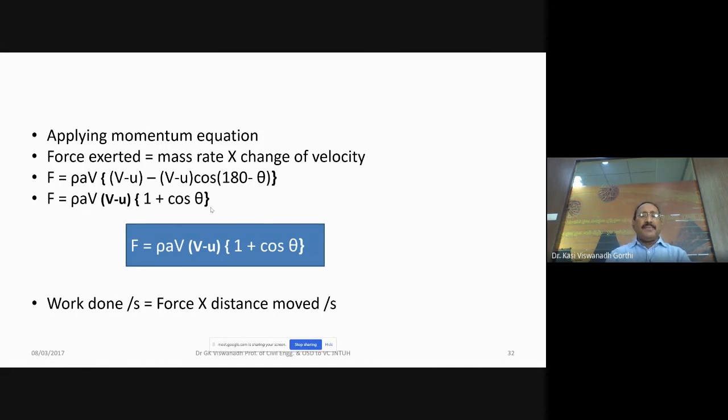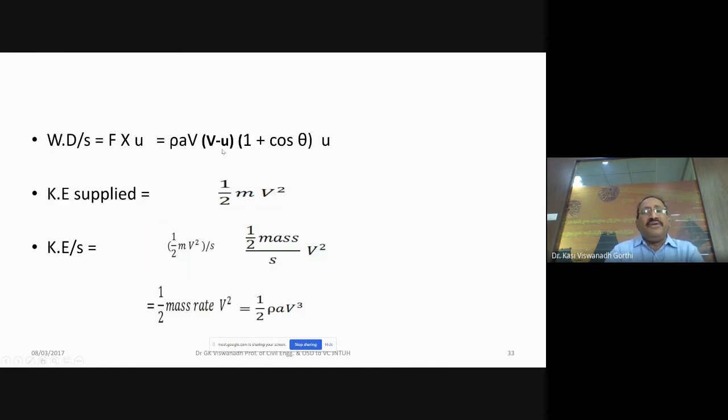Correspondingly, the work done per second would be force into the distance moved per second by the vane. Per second, it is the velocity of the vane, small u. So F into U. So rho A V, V minus U into 1 plus cos theta into small u. So kinetic energy supplied will be half of mv square. Kinetic energy supplied per second would be half of mv square per second. What is m? It is mass. So mass per second into v square. Half of mass rate into v square, or half of rho A V into v square. Half of rho A V cube.